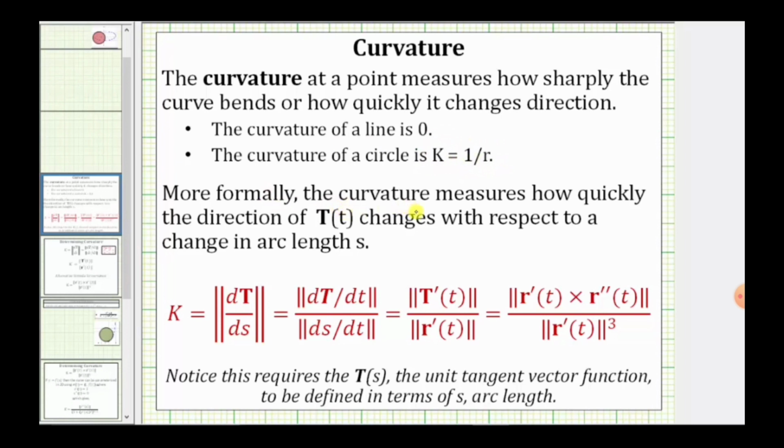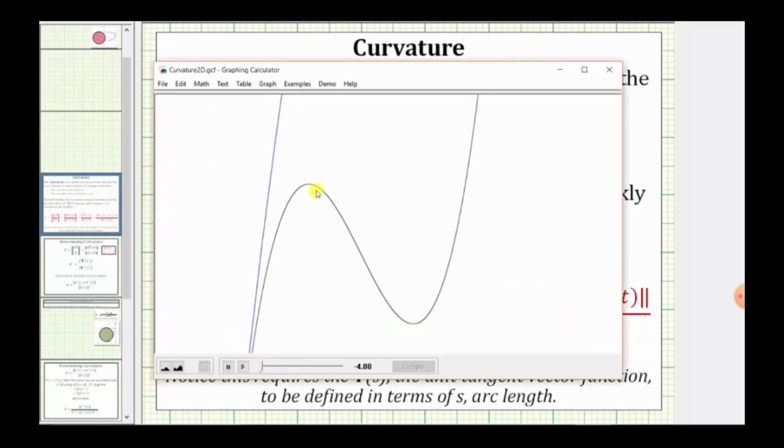More formally, the curvature measures how quickly the direction of the unit tangent vector changes with respect to a change in arc length s. When we have a space curve in 3 dimensions, we normally use this formula here to determine the curvature. In our case, because we have a plane curve, we'll be using a simplified formula, which we'll talk about in just a moment. Let's first look at an animation. Here we have a function graphed in black. In blue, we will see the circle of curvature as we animate a point along the curve.